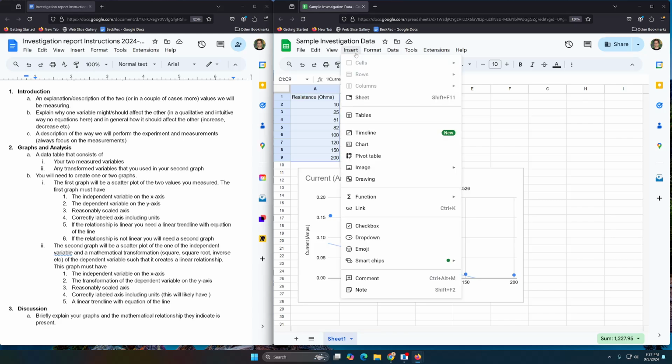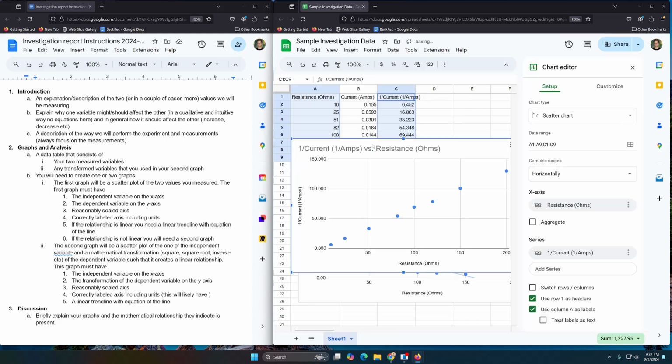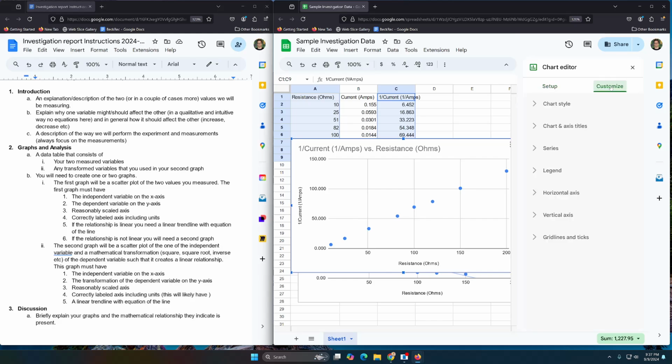And now I'm going to insert a chart with those two. And again, it's going to be a scatter chart. Again, I'm going to check my axes. I'm going to make sure the scaling is right for both the X and Y axis. And hopefully, looking at this, you're like, oh yeah, that looks pretty linear.